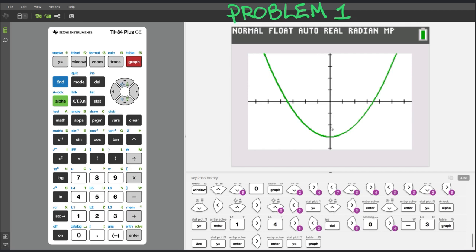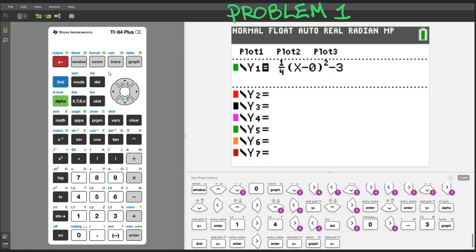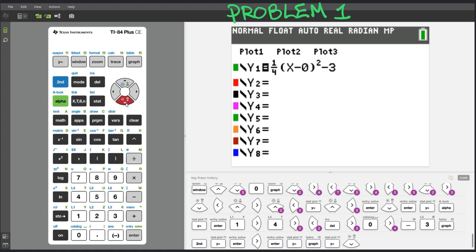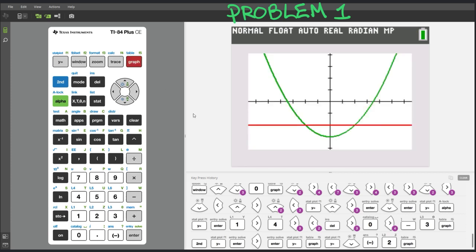So I want to start with -2. So let's go to y equals, and then negative this time 2. If there was an operation like between two numbers or variables, we would put minus. So -2. And notice that this line intersects the parabola twice.